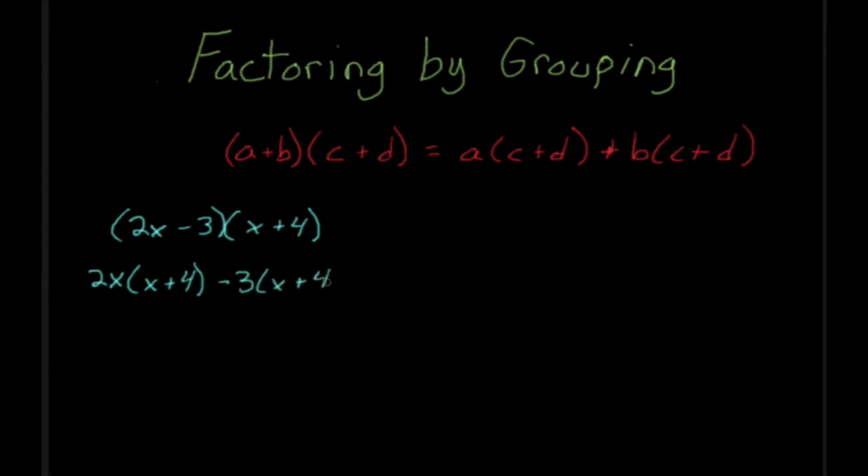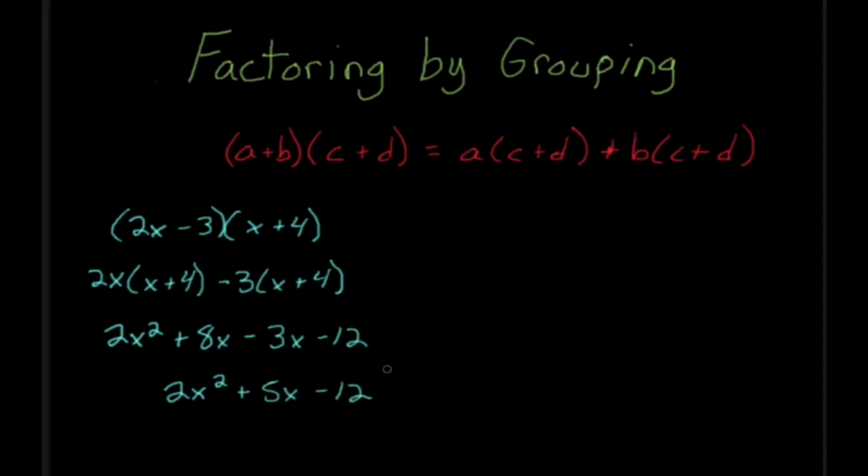And now we can go ahead and distribute. We can do 2x squared, and that would give us 8x. And distributing the negative 3 would give us negative 3x and negative 12. And combining like terms, this gives us 2x squared plus 5x minus 12. So that's multiplication. Now, if factoring is just multiplication in reverse, then we should be able to reverse this process.